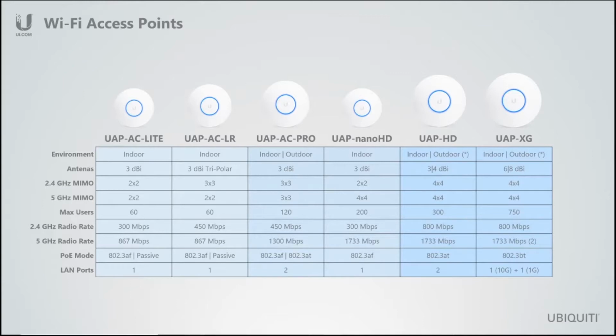But obviously, as you go towards the right, the bigger the AP gets in terms of the speeds offered and users supported, the price also increases. Some of the most popular access points we have are the UAP AC LR and the UAP AC Pro, but increasingly the Nano HD as well as the HD are also becoming very popular. Both Nano HD and HD are for high density environments. So if you have a lot of users connecting to your access points, those are some of the access points you can go with.